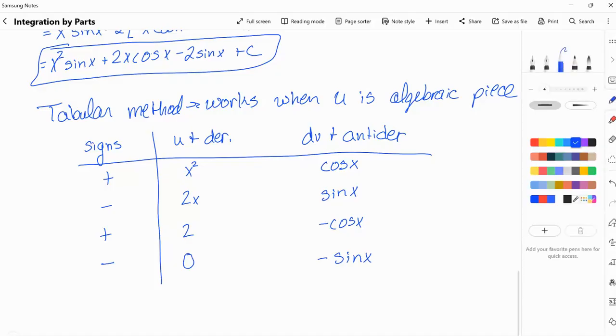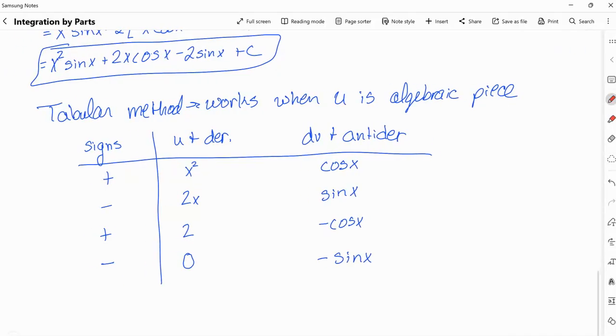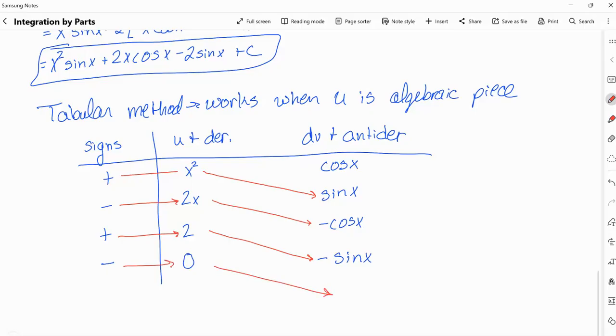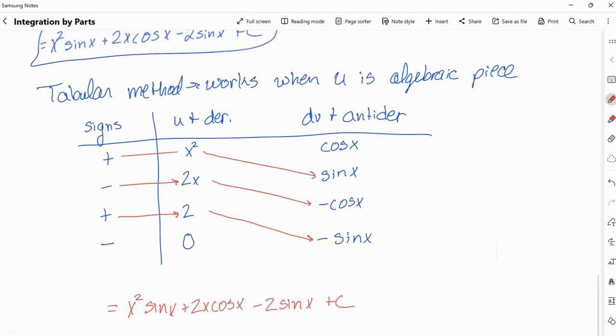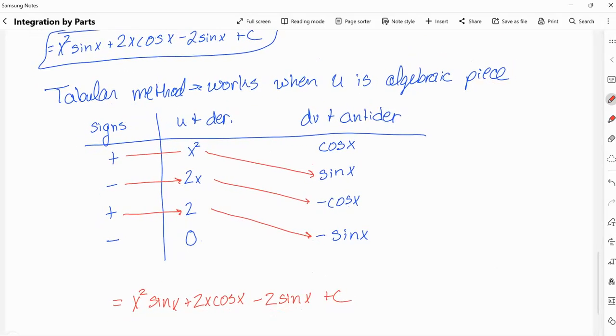So here's the way the tabular method works, how we're going to read this. We're going to multiply here, and then we're going to go down here. Across and down. Across and down. And you can see how if we did this again and we went across and down, we'd be multiplying by 0. So that's why you stop when you get to 0. And then we're going to have minus 2x times negative cosine, which will be a positive 2x cosine x. And then we're going to have a positive 2 times a negative sine, which is a minus 2 sine of x. And then plus c. And you can see how that's the same thing that we had above here.